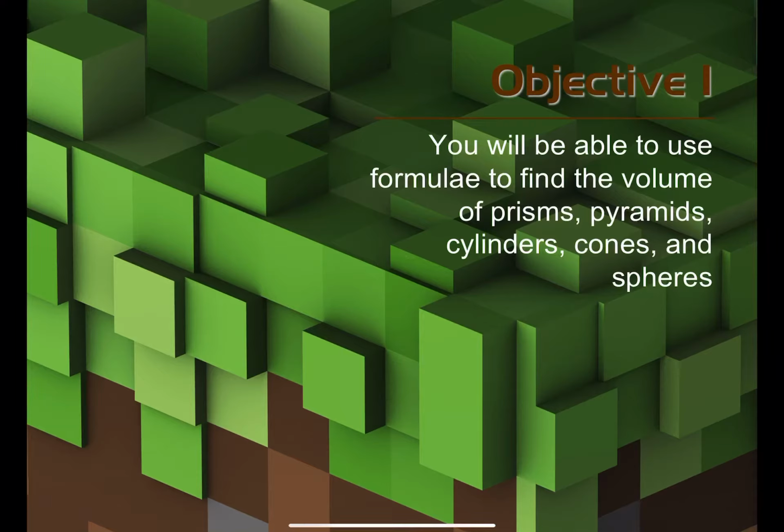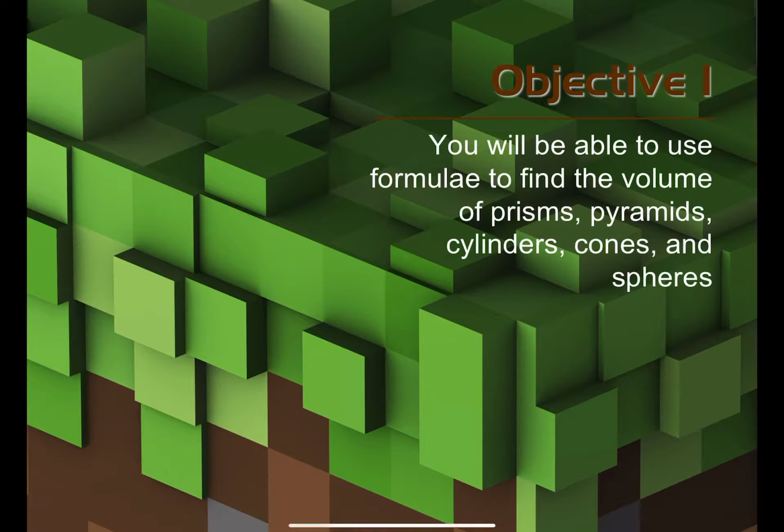The goal here is to be able to use formulae to find the volume of prisms, pyramids, cylinders, cones, and spheres. What we've got going on here is a picture of a stylized 3D rendering of a Minecraft grass block. It takes up space. It has volume. It has capacity. Do you know how big a Minecraft block is? 1 meter by 1 meter by 1 meter, meaning that its volume is 1 cubic meter.